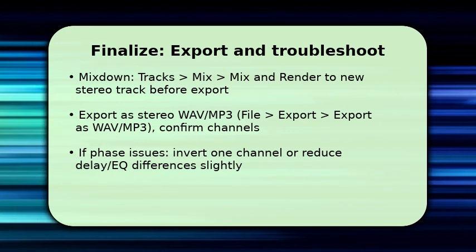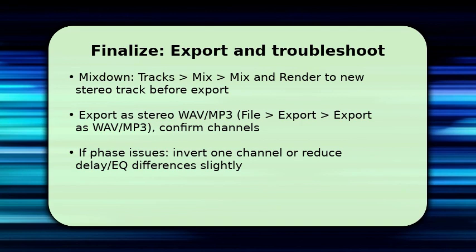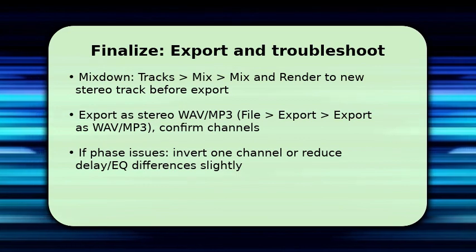Listen in mono to check for phase cancellation. If audio loses bass or sounds thin, invert one channel or reduce the delay and EQ differences until the mono sum stays solid. If clicks happen, reconfirm project rate and re-export. You'll now have a usable stereo file.